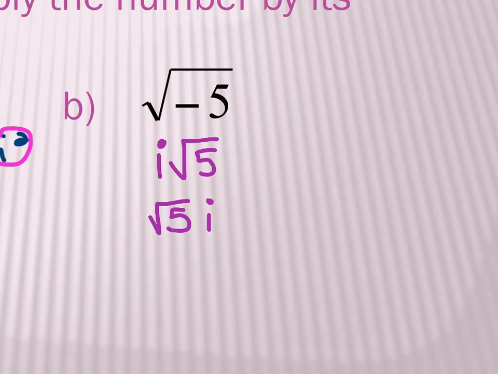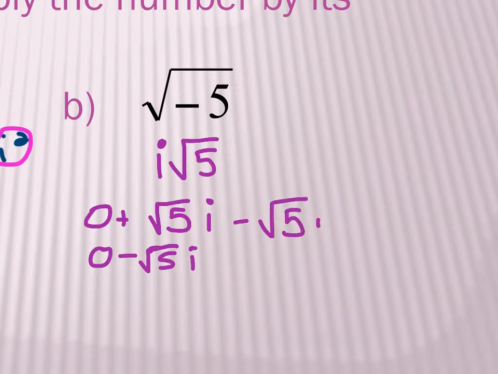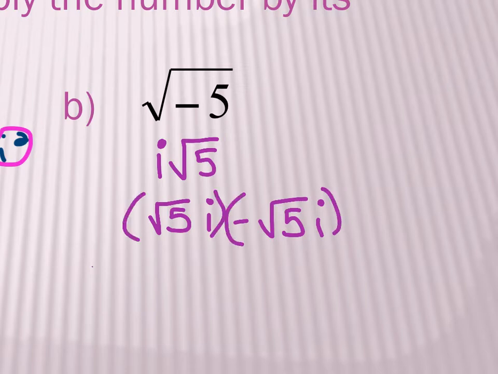So if that's my original imaginary number, it would be 0 plus root 5i if I needed the real part. The conjugate to that would be 0 minus root 5i, or just negative root 5i. So I don't need the 0. Root 5i is my original. Negative root 5i is my conjugate.